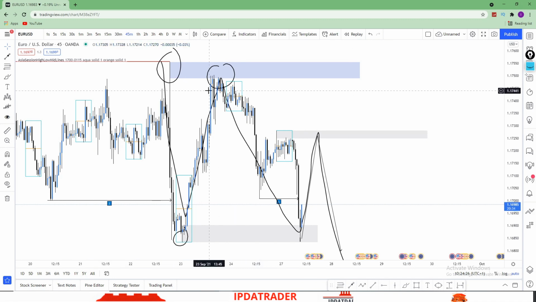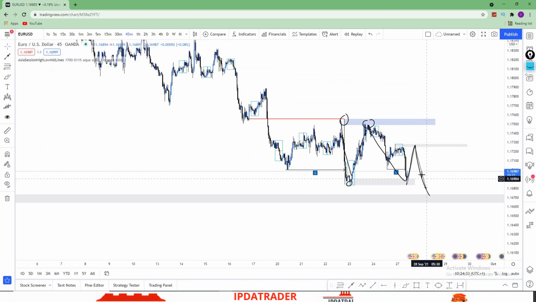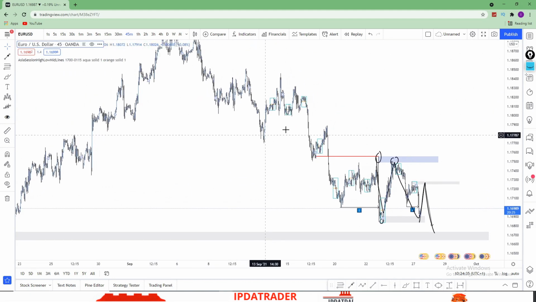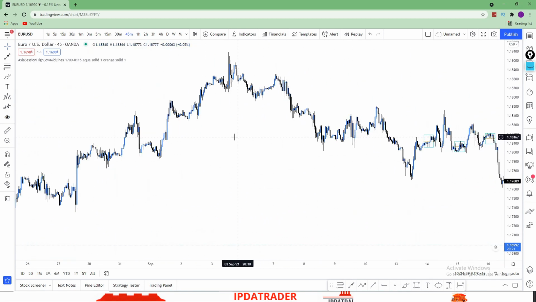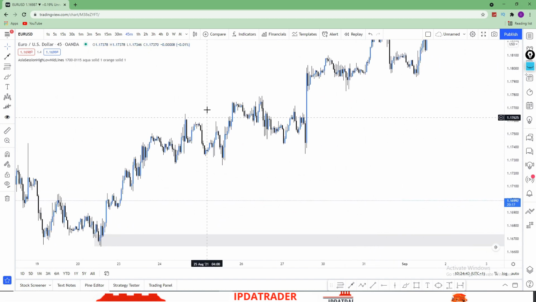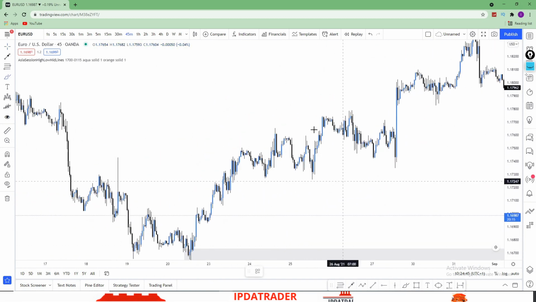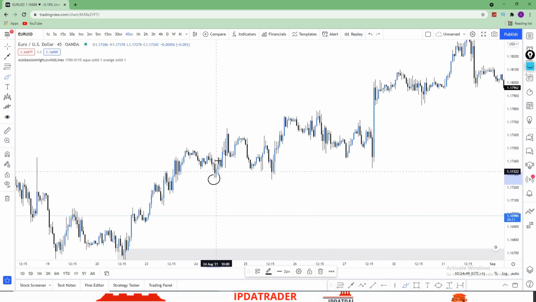The reason why I'm doing this video on structure is because I know sometimes structure can get very confusing, right? If we zoom out, this is a EU chart. We're looking at the 45-minute time frame. And if we go back in time and we look at something like this, you see this bit of price action, it's very confusing, right? You have swings all over the place. You don't know where to focus. You don't know where your structure points are, right?